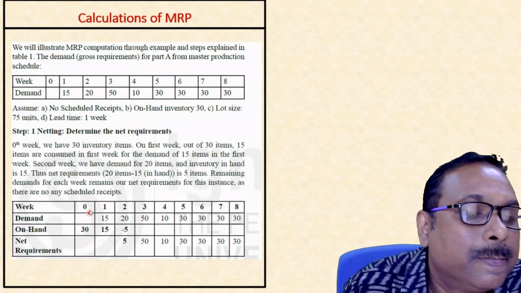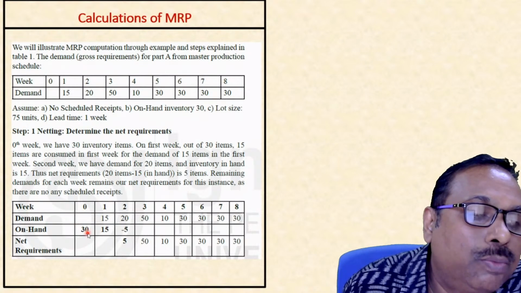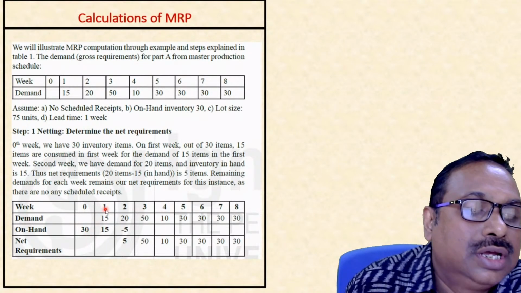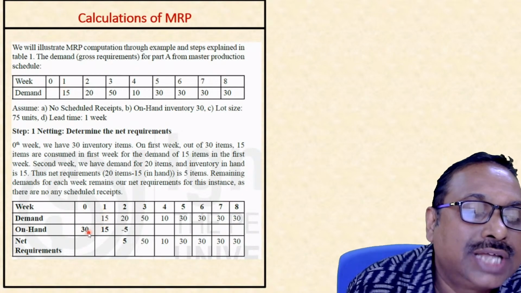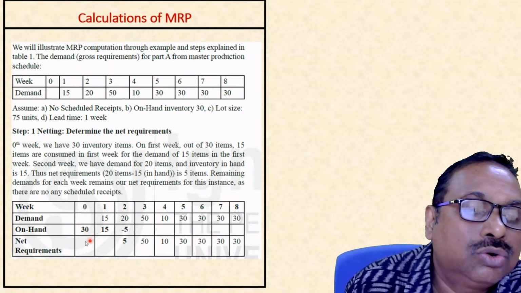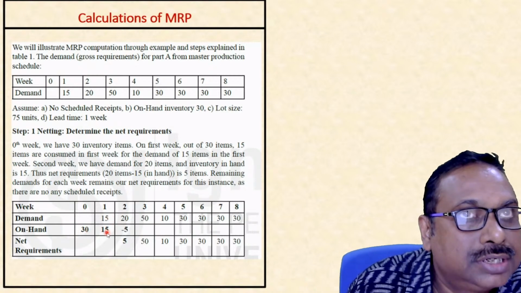So we'll calculate the net requirement. See carefully. In week 0, our opening inventory is 30. In the first week, demand is 15. This 15 is our demand. So from 30 we take 15. So on hand we have 30 minus 15, which is 15. On hand we have 15.